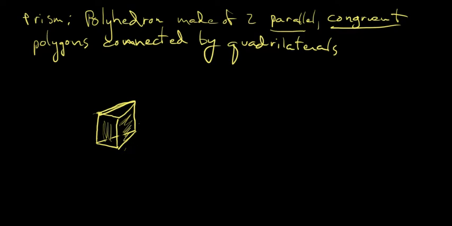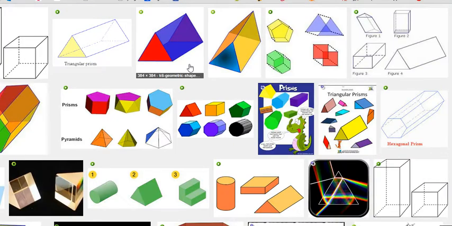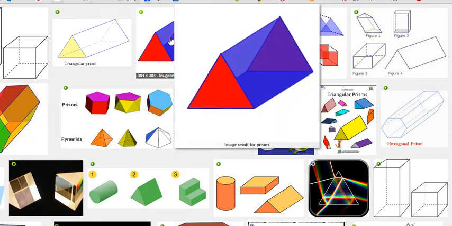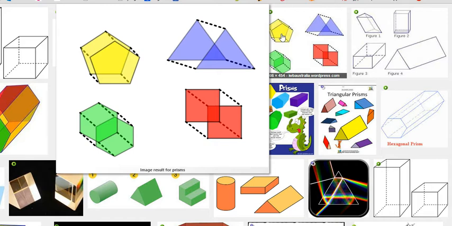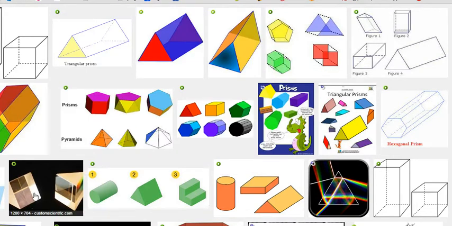I'm going to show you a web page that does a better job of showing you this. The nice thing about the internet is if you type in prism, you can see all kinds of cool stuff. These are triangular prisms. You see the red triangles there? Those are the bases. Blue is the base here, and yellow and orange are the lateral faces. Here you've got a regular pentagon, and if you put lateral faces all the way around those dotted lines, you would have a pentagonal prism.